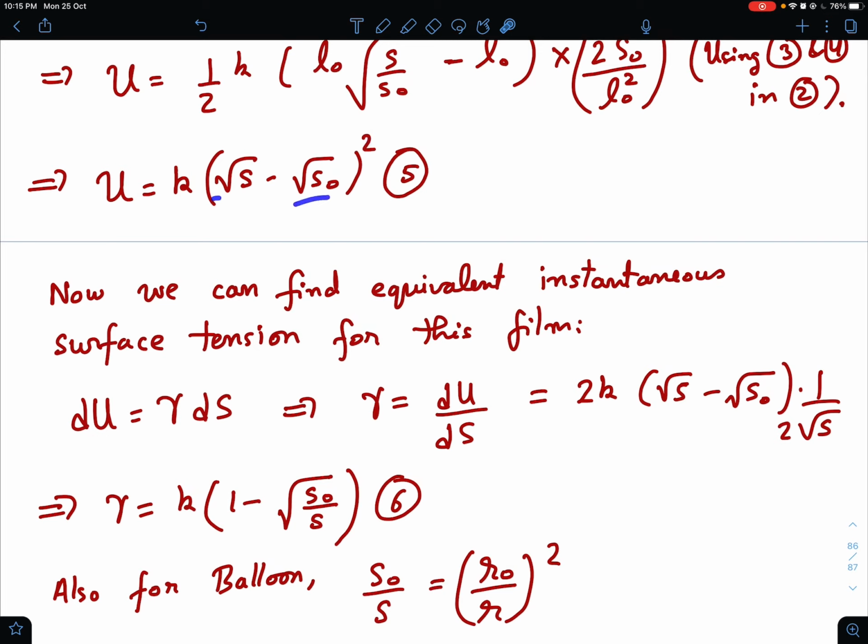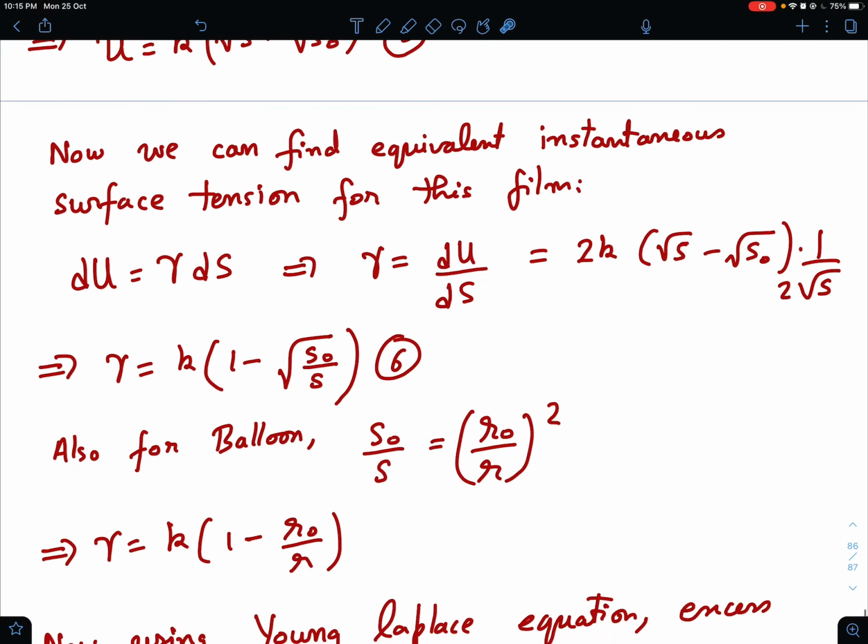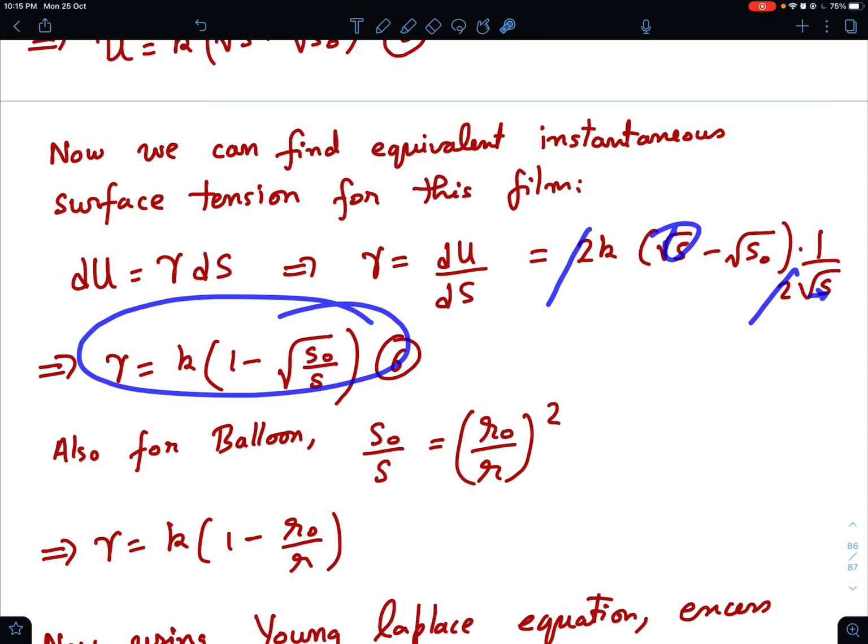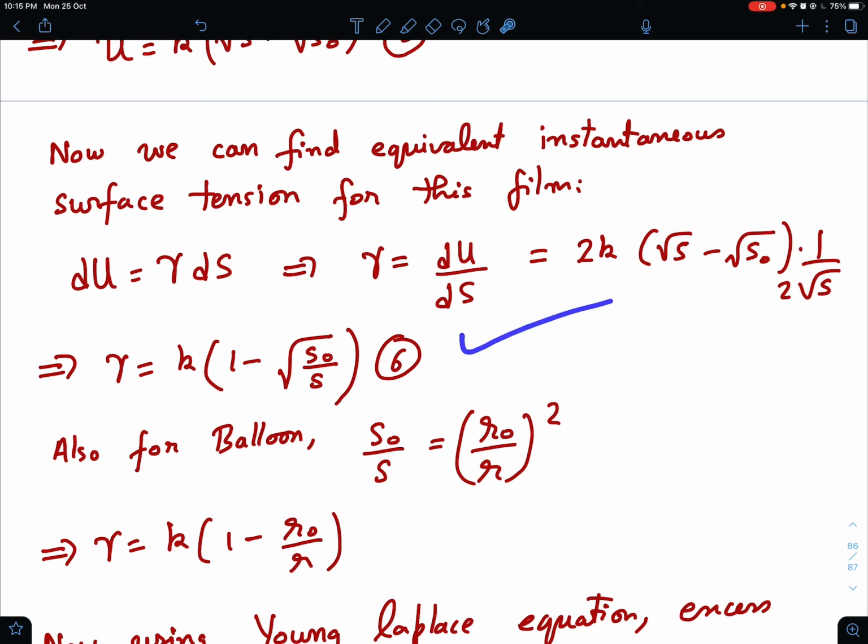So just simple, root S minus root S naught whole square differentiated will give you, so this 2 will come down in differentiation, here's the 2, and root S minus root S naught comes as it is, and then you again have to differentiate root S, so this is 1 by 2 root S, and then you can take this root S inside the bracket and divide. So what you get, surface tension is K times 1 minus root of S naught by S, this 2 cancels with 2, and this root S becomes 1 divided here, and root S naught by S. So this is our equivalent surface tension, okay.